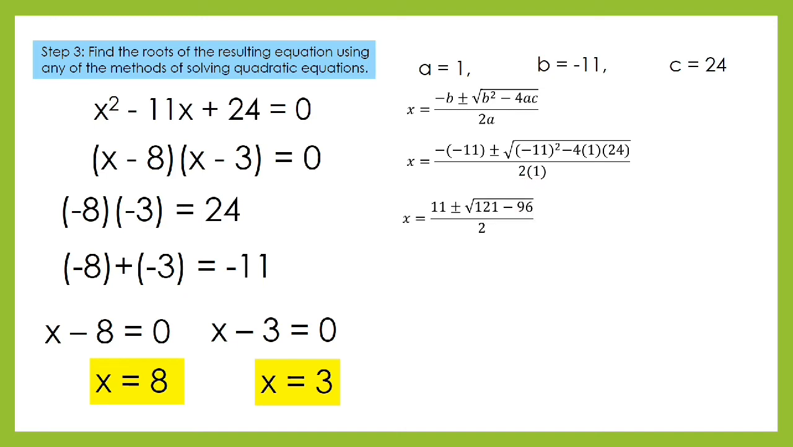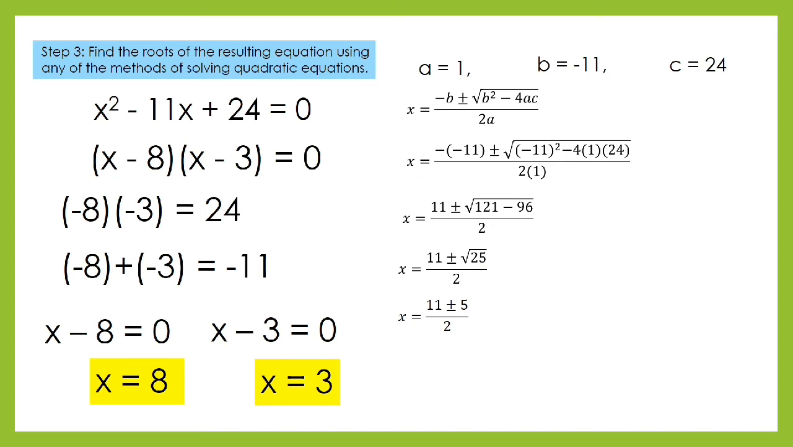Next, simplify. Negative times negative 11 is 11 plus minus. Square ng negative 11 is 121. Negative 4 times 1 times 24 ay negative 96. 2 times 1 is positive 2. Simplify again, 11 plus minus, square root ng 121 minus 96 is 25 all over 2. Simplify, 11 plus minus, ang square root ng 25 ay 5 all over 2.